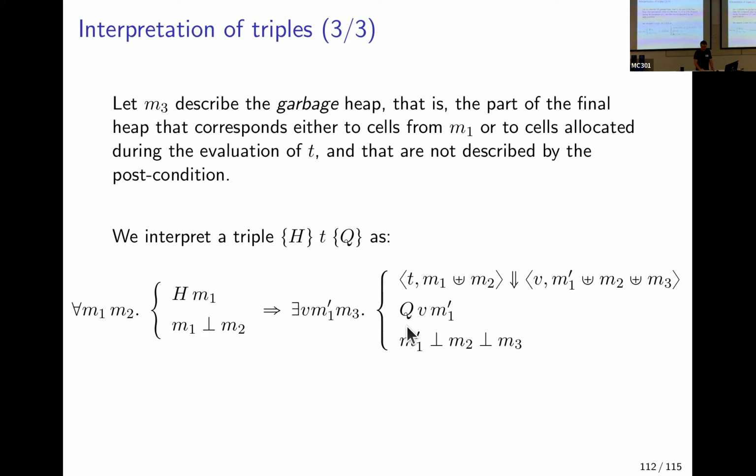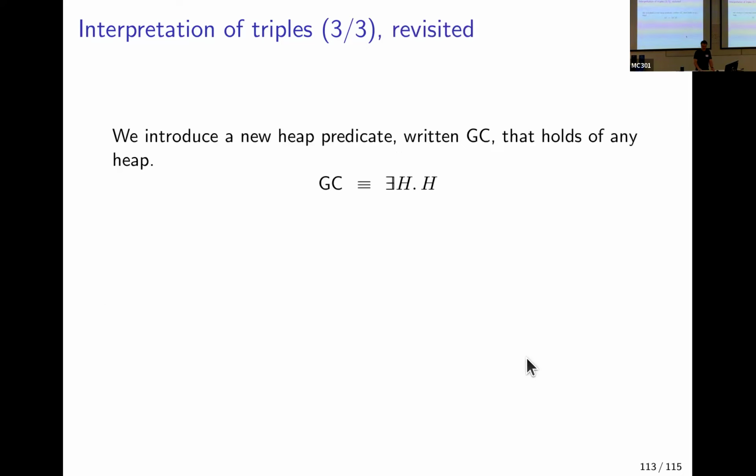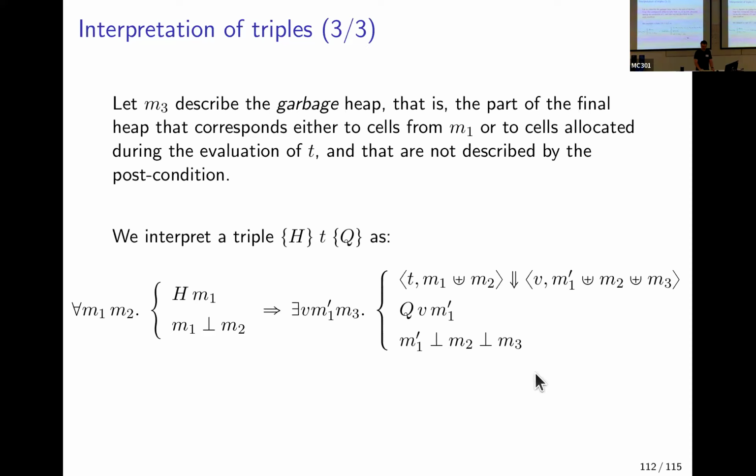And so the postcondition is always talking about M1 prime, and the M3 is disjoint from the two. This disjointness is of course supposed to be transitive. M1 is also supposed to be disjoint from M3, even if that's weird, like this. It's not nice.